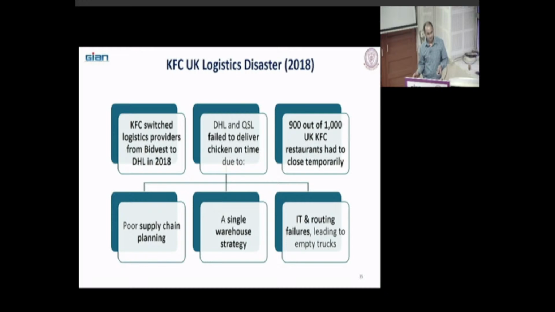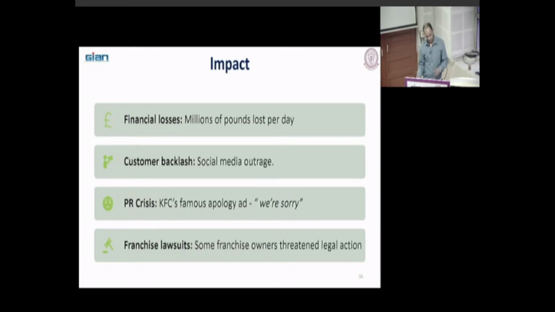KFC's 900 outlets were closed, with IT and routing failures leading to empty trucks. And then how did they resolve this? The impact: financial loss, millions of pounds lost per day, customer backlash, social media outrage, all those things. KFC's famous apology came into the newspaper, and some franchise owners threatened legal action against KFC.